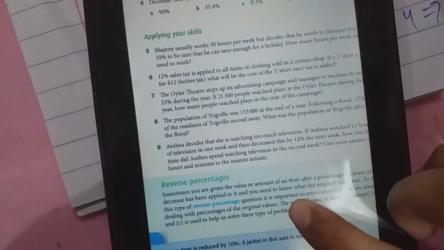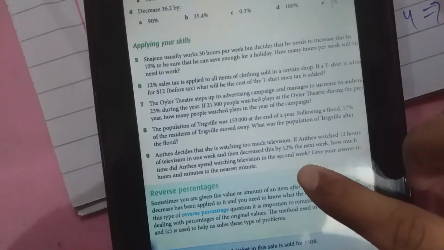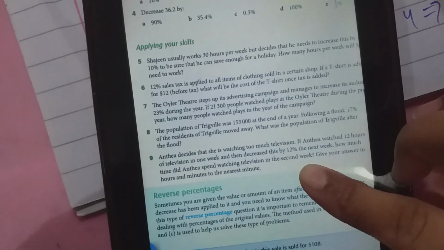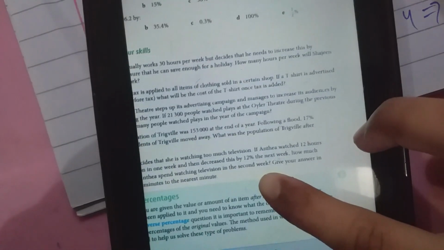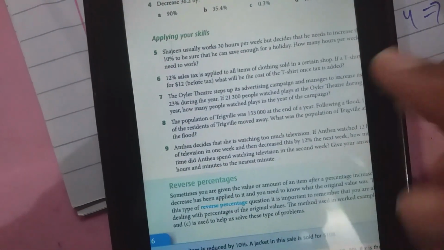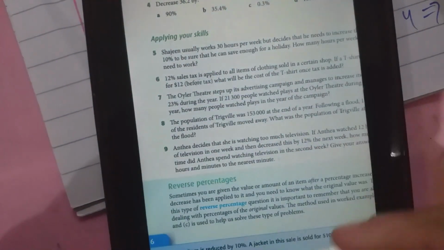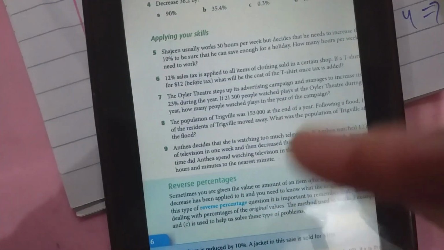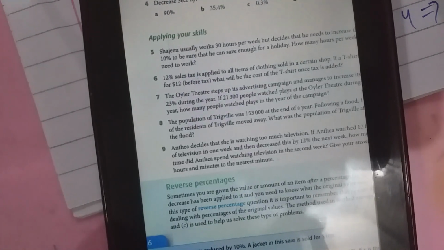So the first question says Shajin usually works 30 hours per week but decides that he needs to increase this by 10% to be sure that he can save enough for a holiday. How many hours per week will Shajin need to work? He usually works 30 hours and he needs to increase it by 10%. So you'll be finding the 10% of 30 and then adding it to 30. It's the same as I told you earlier in this video.